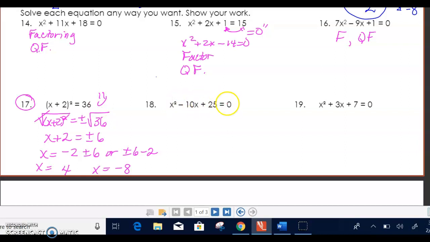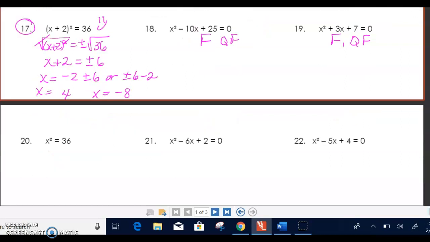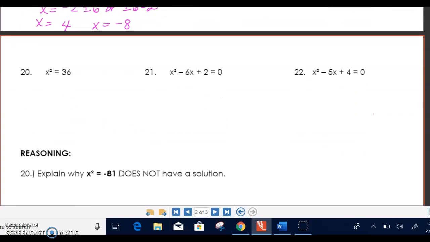This guy, 3 terms, set equals 0. I would factor or use the quadratic formula. This one, 3 terms, he set equals 0. Factor or use the quadratic formula. These guys here, he set equals 0. 3 terms, factor or use the quadratic formula. 3 terms equals 0. I would factor or use the quadratic formula.